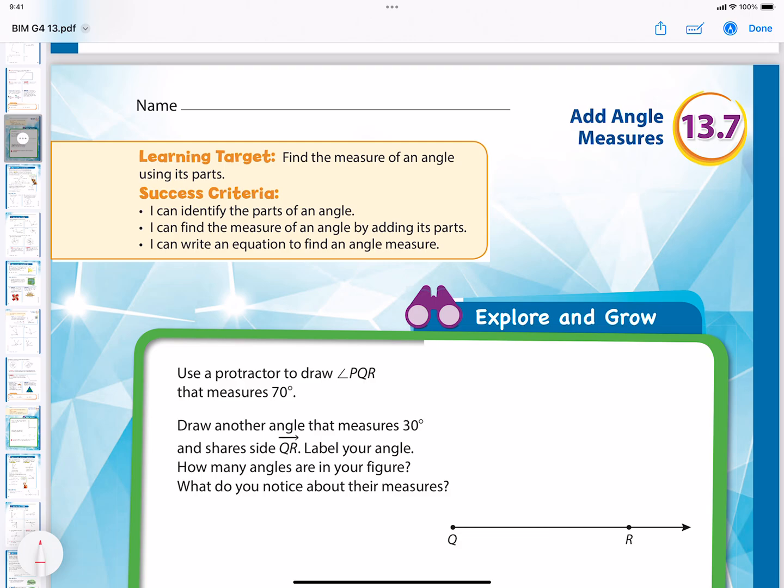This is lesson 13.7, add angle measures. Our target is to find the measure of an angle using its parts. Now our criteria is that I can identify the parts of an angle and find the measure of an angle by adding its parts. I can write an equation to find an angle measure.